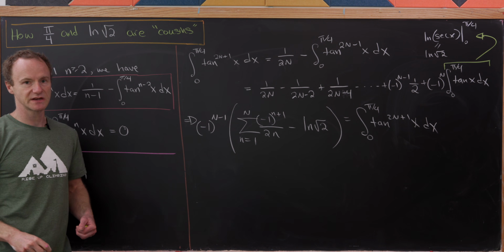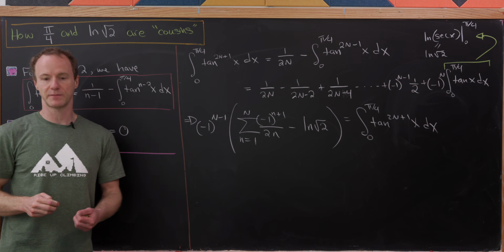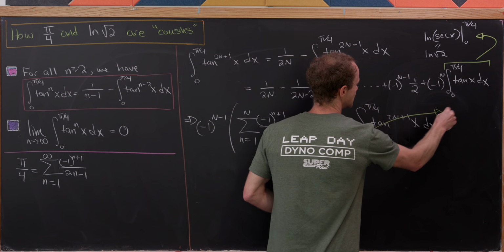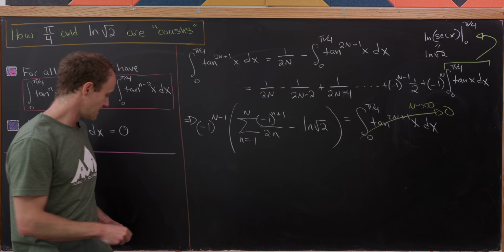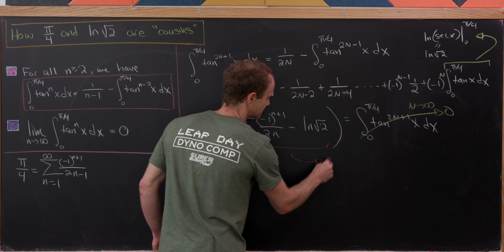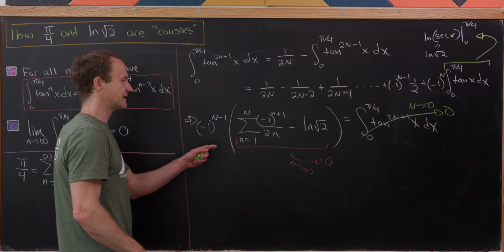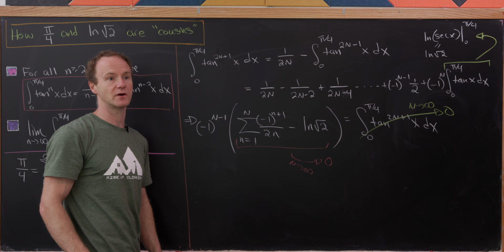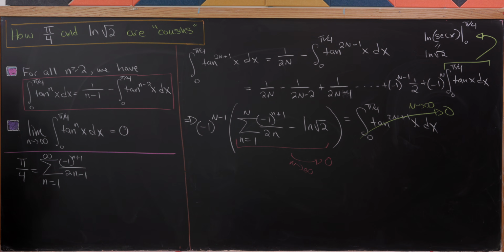But now, just as we did before, we'll use this second rule that says this limit of the powers of the tangent function integrated like this tends towards 0. So this tends towards 0 as n tends towards infinity. That means that all of this stuff in the parentheses also tends towards 0 as capital N tends towards infinity. And that gives us our second rule, which is the alternating reciprocal sum of the even numbers is equal to the natural log of the square root of 2.